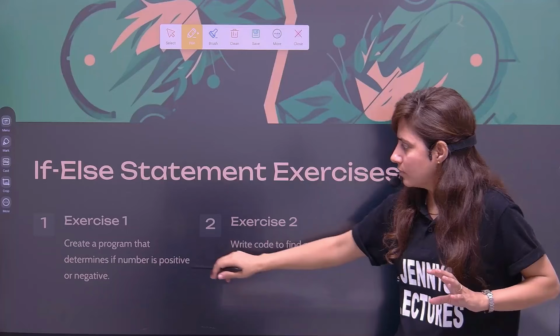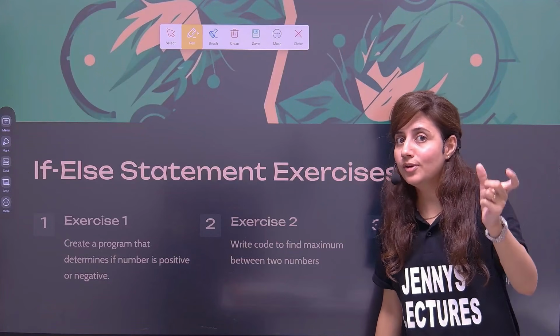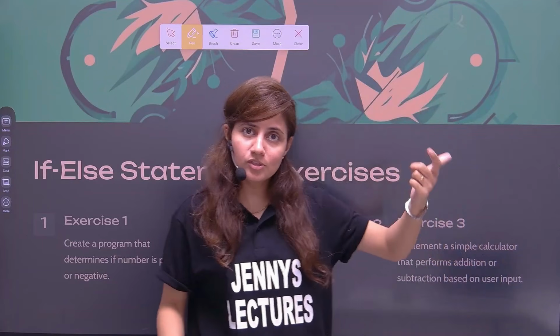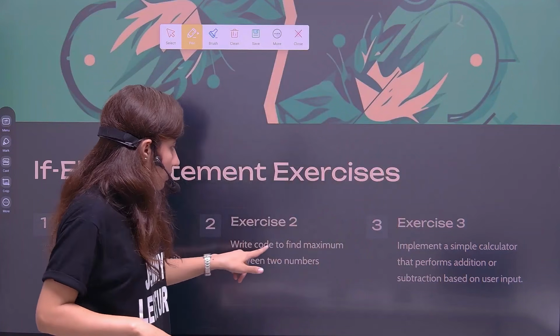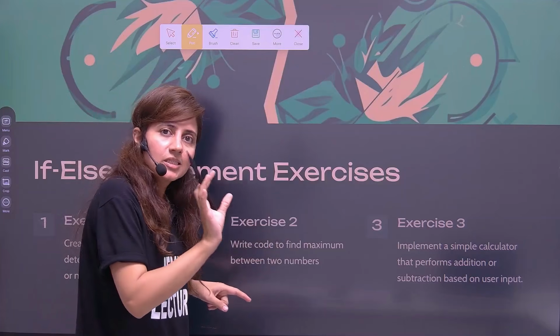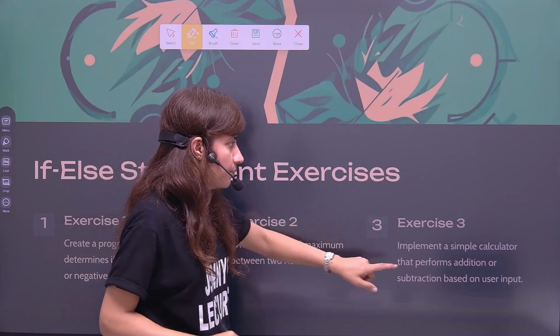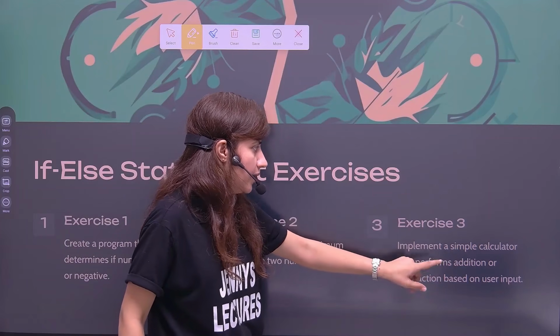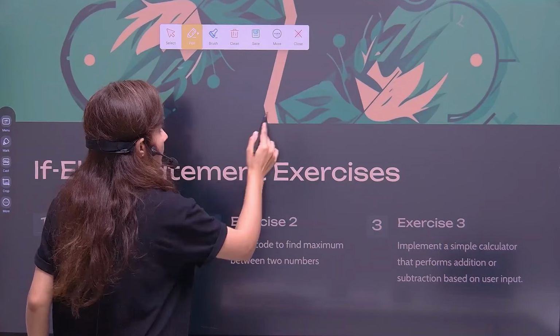These two are simple ones. Write a program that determines if the number is positive or negative. Two things. If a number is positive, you have to print yes, number is positive, else it is negative. You have two numbers and you have to find out the maximum between these two numbers. Only two numbers you have. The third one is a little bit tricky. Simple calculator that performs addition or subtraction based on user input. Means either addition or subtraction.